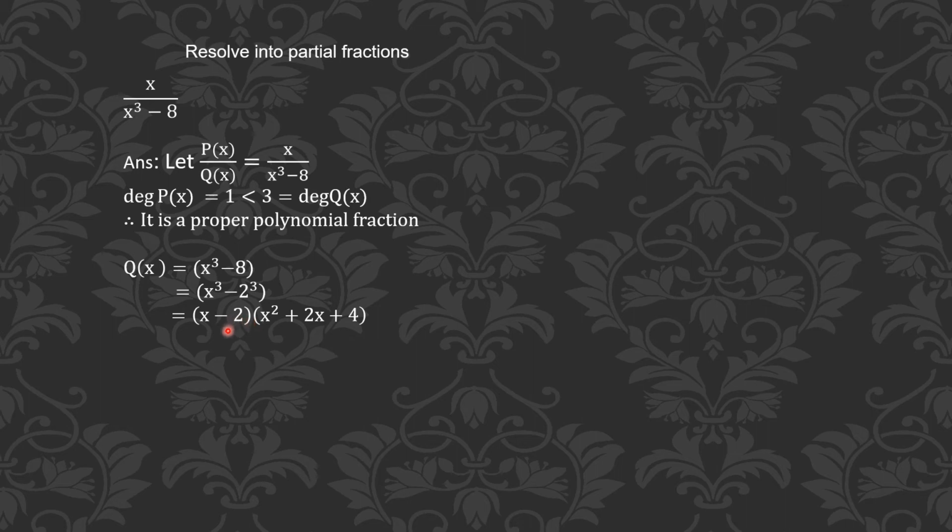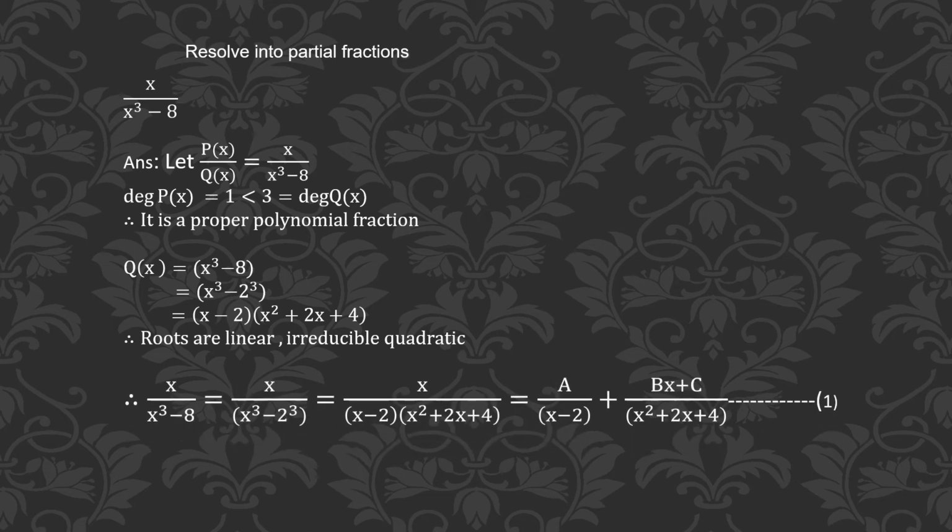So now q of x has two factors. One is linear because power of x is 1. Other is quadratic because highest power of x is 2. But this factor x square plus 2x plus 4 cannot be expanded further or cannot be factorized further, hence it is irreducible quadratic. Therefore, factors of q are linear, irreducible, quadratic. Now let us see how to split the given fraction.